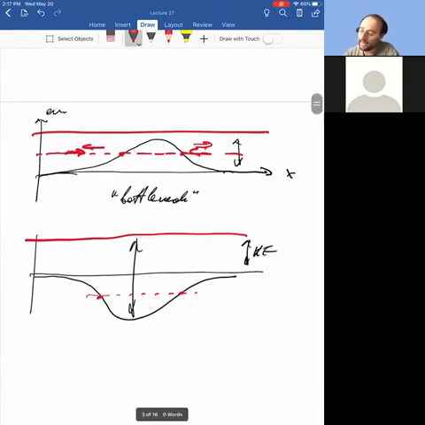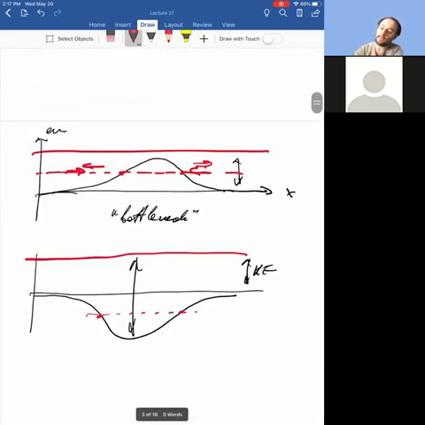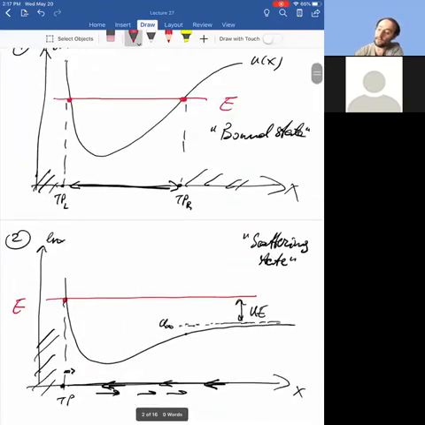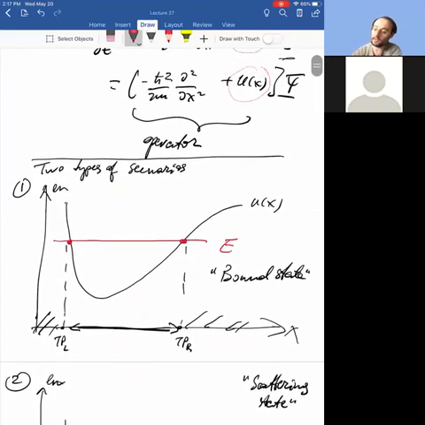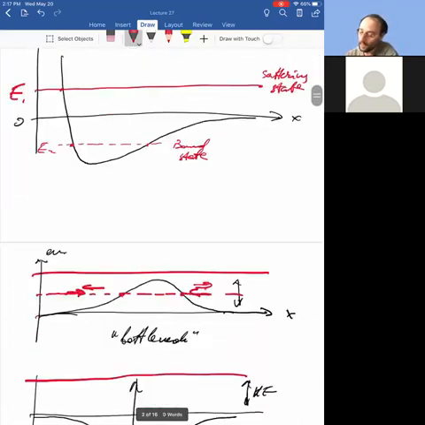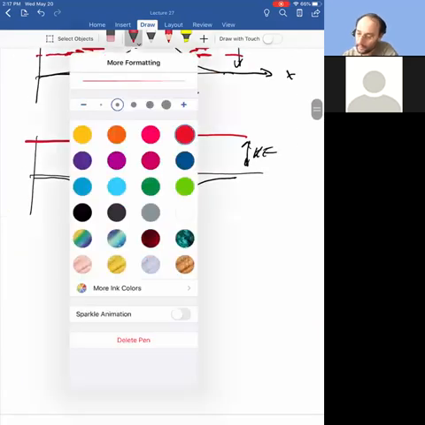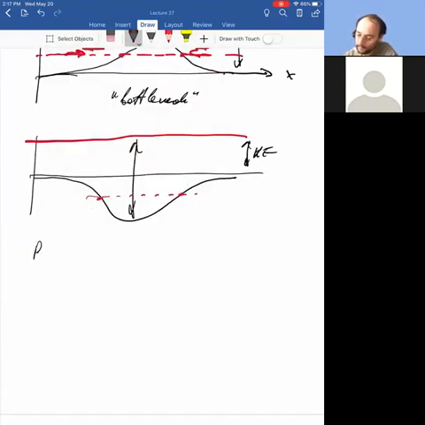So let's get back to Schrodinger's equation. This was kind of a diversion. Why did I talk about this? Bound state versus scattering state. Because that distinction will also be important in quantum mechanics.